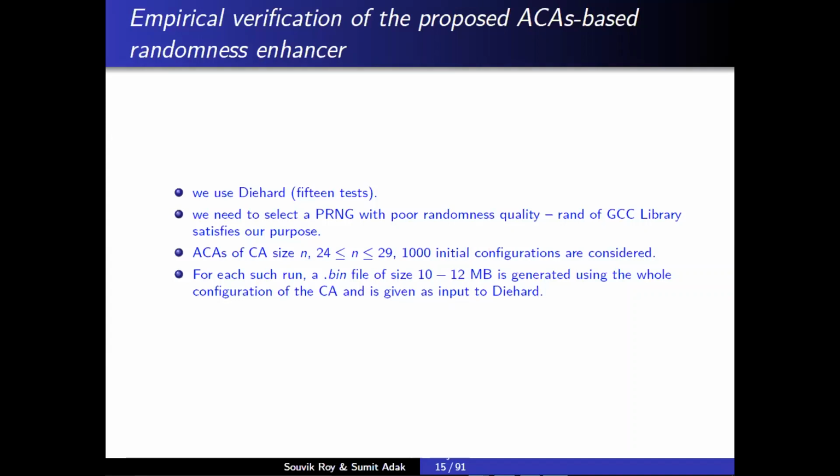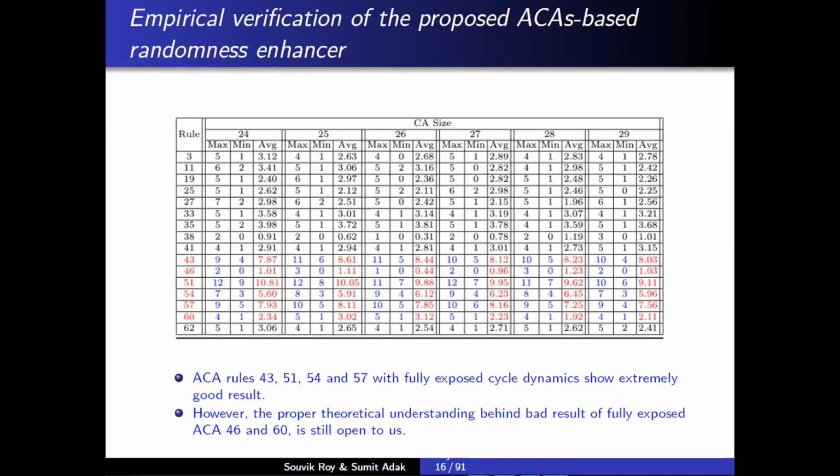We have used rand for the random selection of the cell, and here we use CA sizes 24 to 29, and 1000 initial configurations are considered. For this Diehard test, for each such run, a .bin file of size 10 to 12 MB is generated using the whole configuration of the CA and is given to Diehard. Now let me show the result.